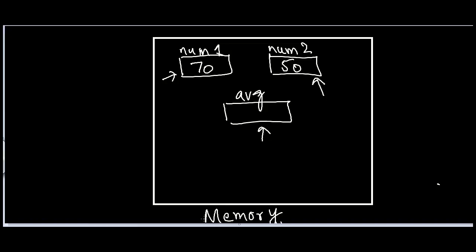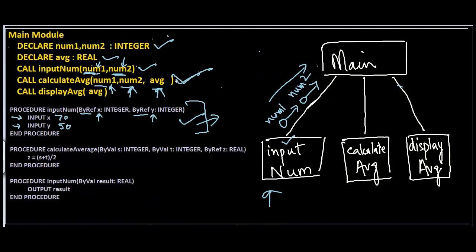So when this call is being made, we are going to show that num1 is being passed from the main module down to calculate avg with a certain value, and num2 is also being passed from the main module to calculate avg with a certain value. But because avg was empty, it had no value inside of it, that is why it has not been shown.